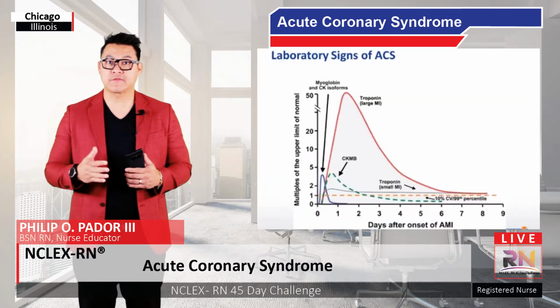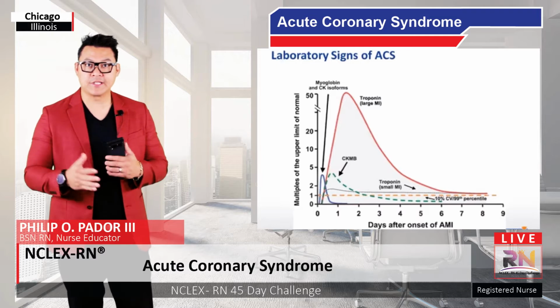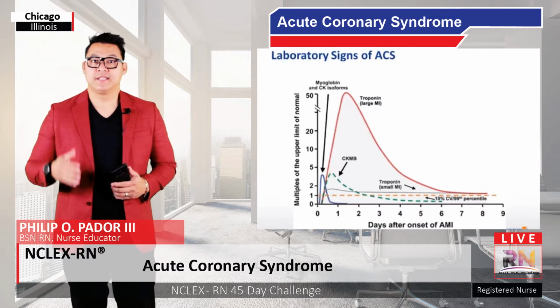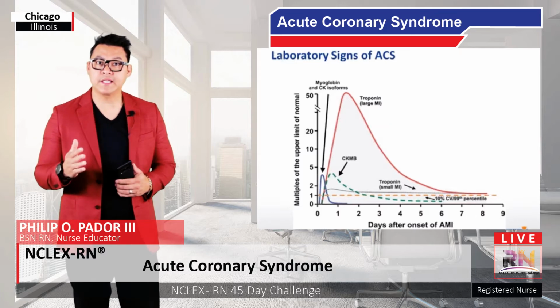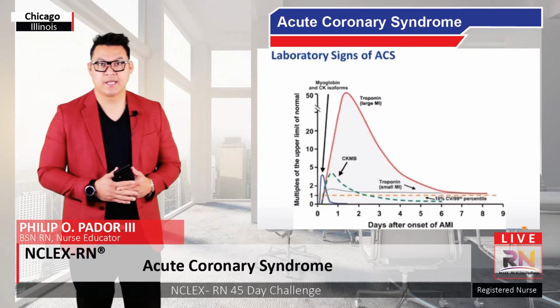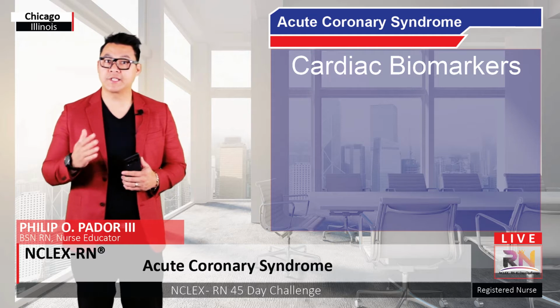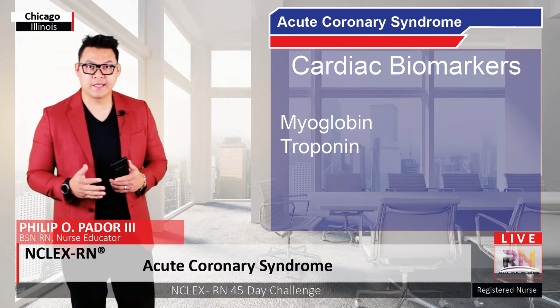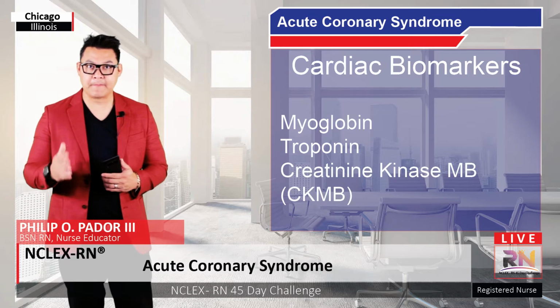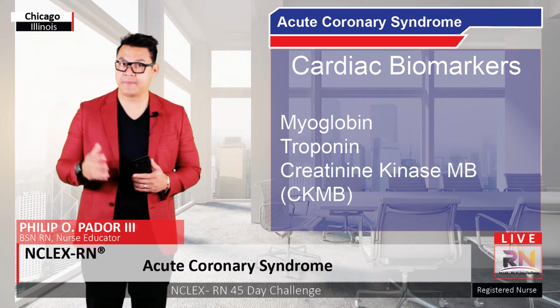Another cardinal sign of ACS is abnormal cardiac biomarkers. These are substances that are released into the bloodstream when there is myocardial necrosis. The most commonly monitored cardiac biomarkers are myoglobin, troponin, and creatine kinase MB, otherwise known as CK-MB.